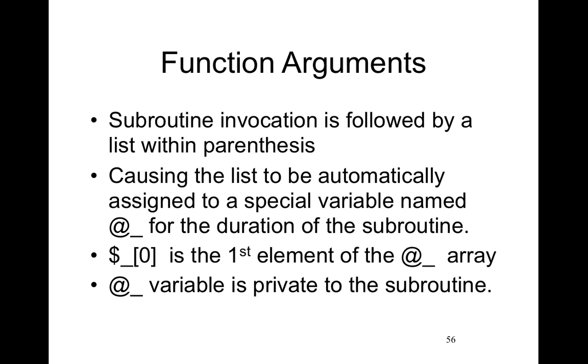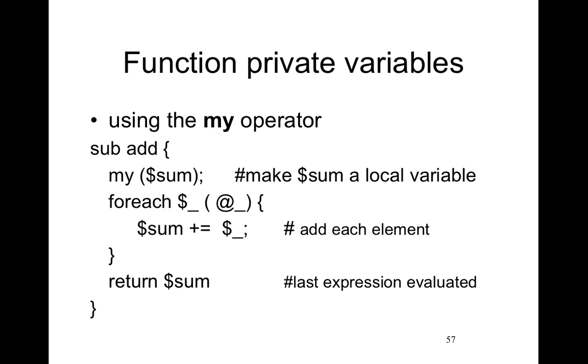We have function arguments. So function invocation followed by a list of the parameters within parentheses sends information to the function, causing the list to be automatically assigned to a special variable name. Parameters. They're named parameters. So for the duration of the subfunction, we have $0 for the first element. We have the entire array element private to the subfunction. So we can have private variables inside of the function.